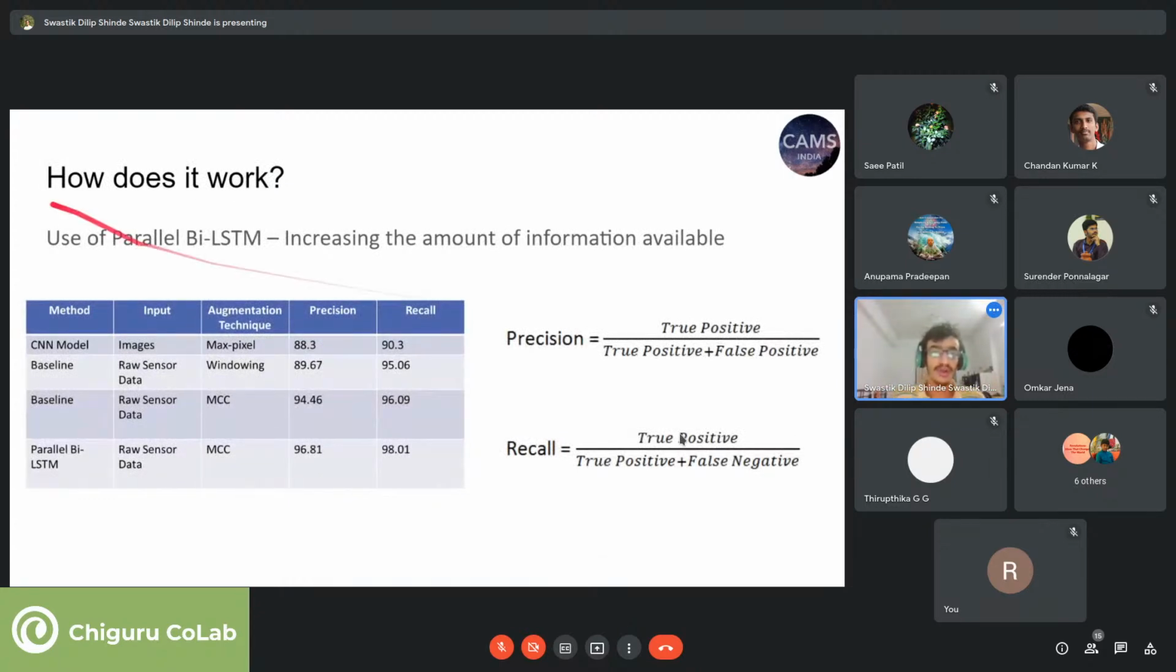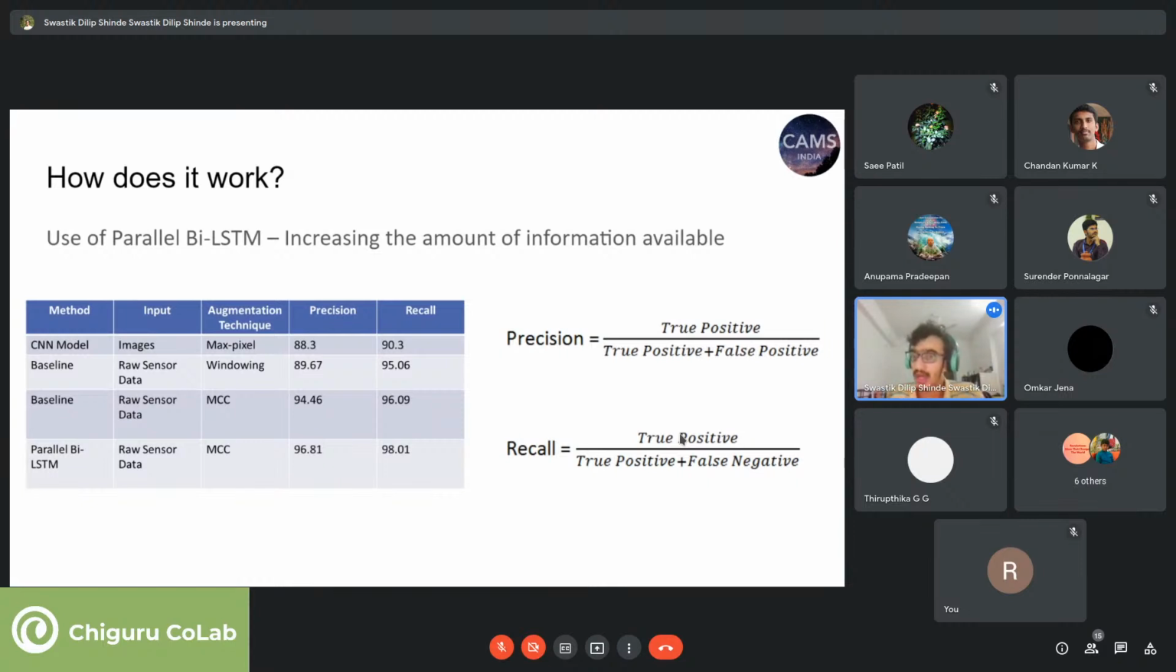I will not get more into how this algorithm works. I'll just tell you that this parallel LSTM is the algorithm which has been used for CAMS, and you can see it has the most precision and most recall among all the similar models. That is why this model has been used. Precision means the amount of true values, so let's say, the amount of classifications as meteors which are actually meteors.